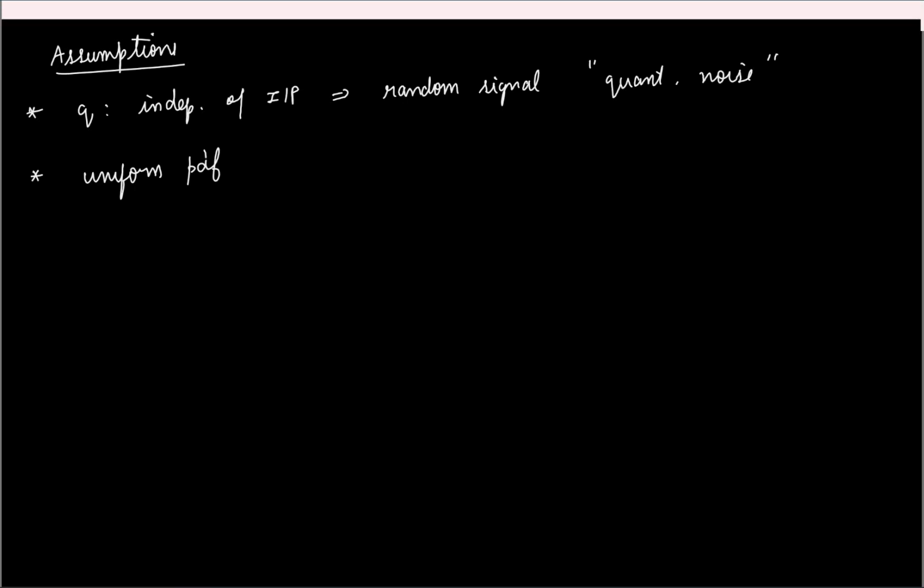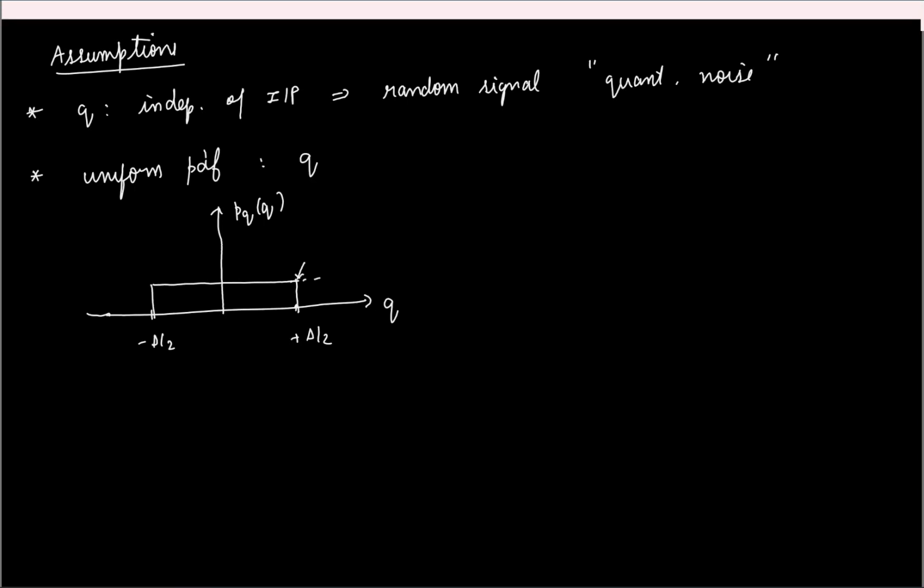What is uniform PDF? Quantization error. So if I plot it, this is Q. This is the probability, say P_Q of Q. I know the minimum and maximum ranges, right? What is that for Q? Minus delta by 2 and plus delta by 2. So it's going to be flat. And what is the value here? The area of this curve should be 1. So this is going to be 1 by delta.